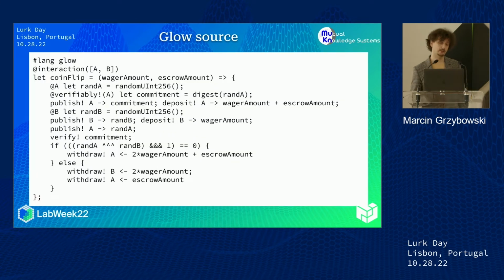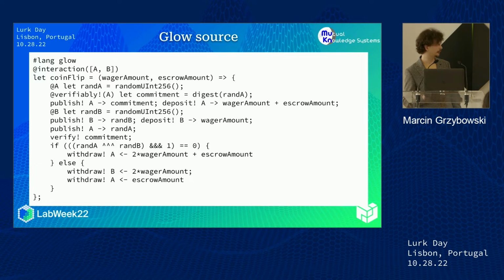And at the end, you can see that with all those abstractions, the code of the app, the code of the smart contract, is much simpler. It's much shorter than similar code, for example, in Plutus.